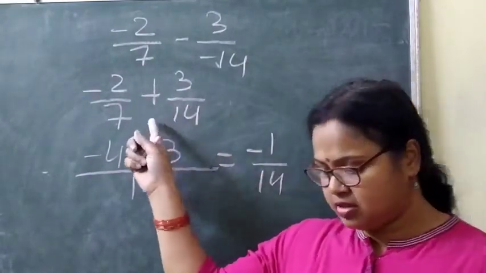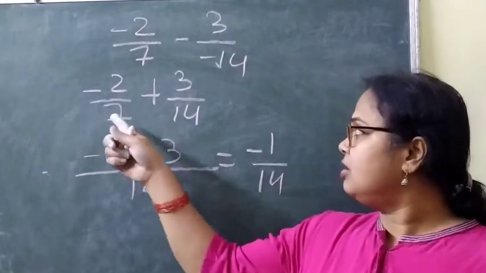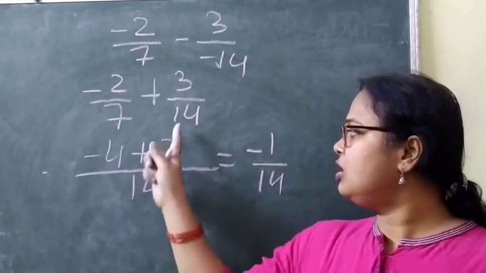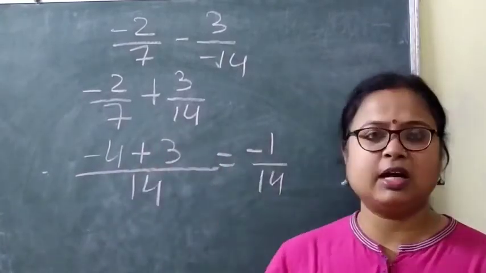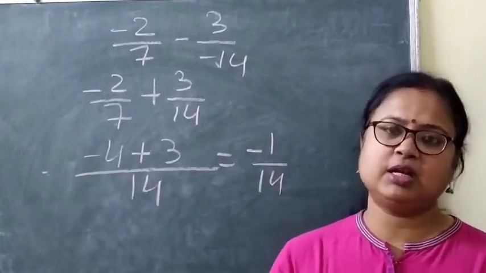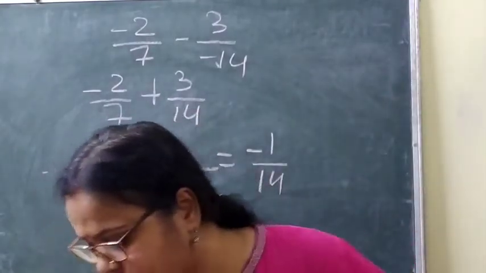You can write plus here. So the LCM of 7 and 14 is 14. 7 2s are 14, 2 2s are 4, 14 14 1, 3 into 1 is 3. Minus 1 by 14, because this minus sign is greater than the plus sign. Okay, now let's do the next question.